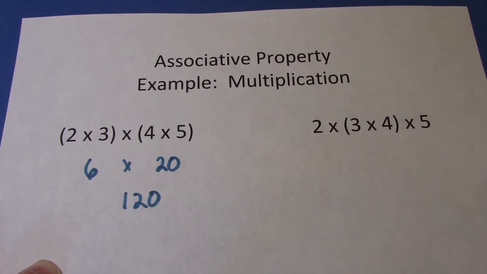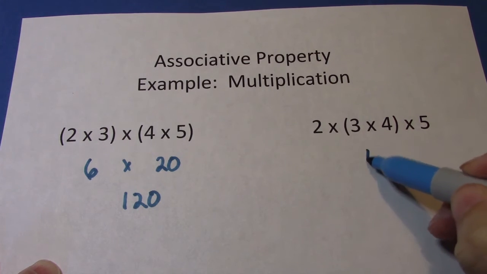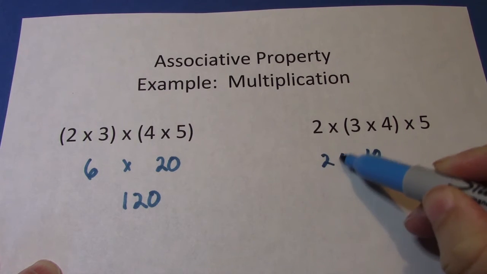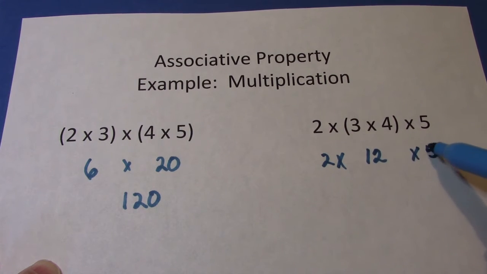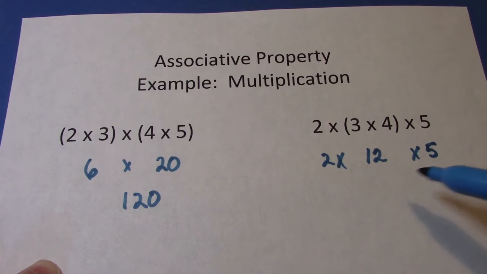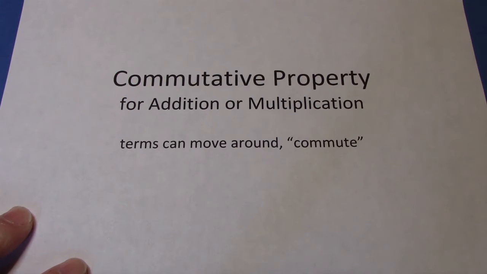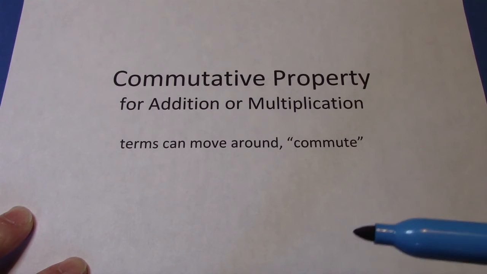And over on the right, we've got the same numbers, just grouped or associated together differently. We'll start with the parentheses. 3 times 4 is 12. Bringing all this down. 2 times 12 is 24. 24 times 5 is 120. Same answer. The next property to talk about is the commutative property, and it means that terms can move around or commute.